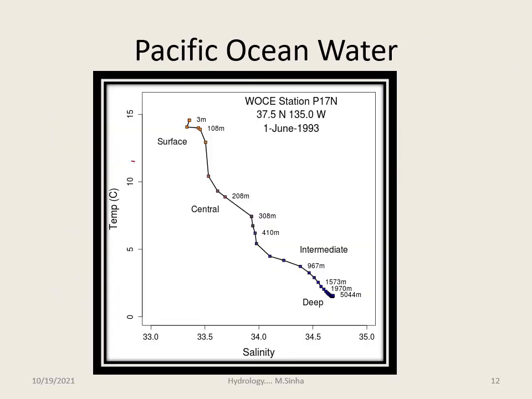Let's have a look. This axis describes the temperature of ocean water and the x-axis describes the salinity. It varies from 33 ppt to 35 ppt in the Pacific Ocean. So there is a sharp gradient of temperature and a sharp gradient of salinity.